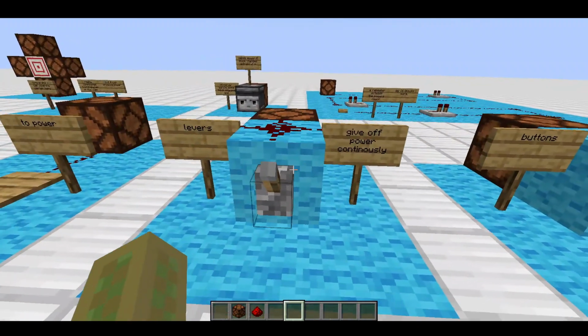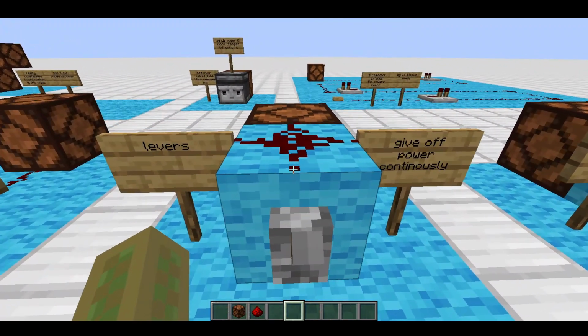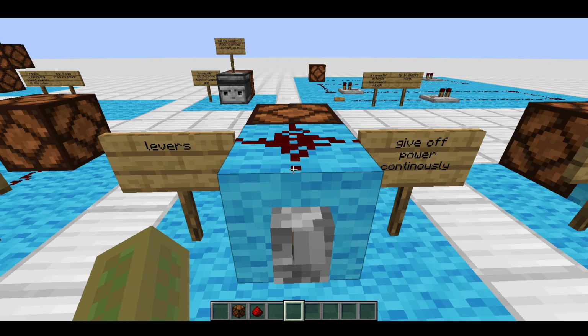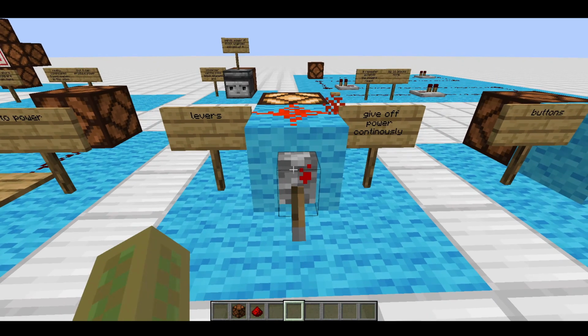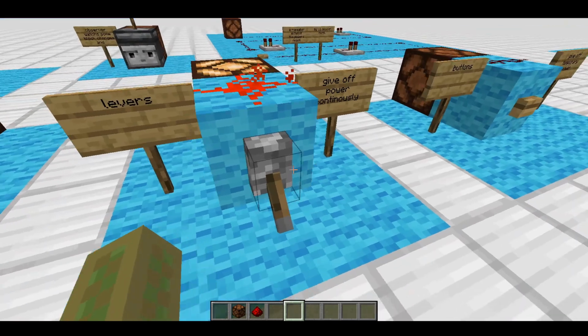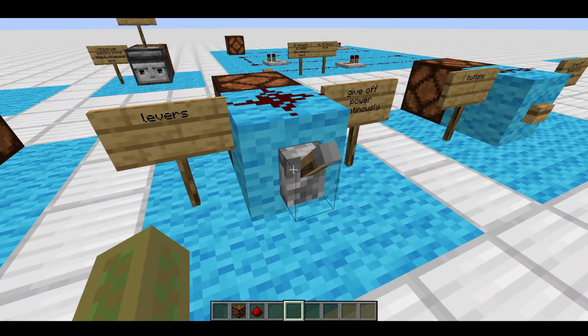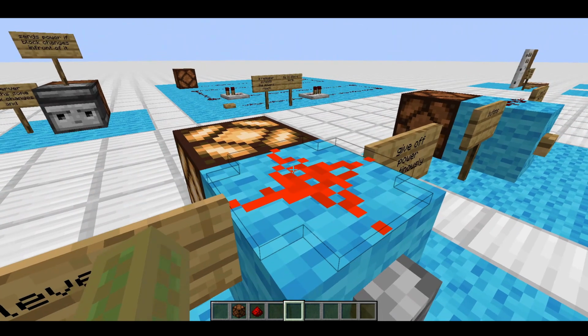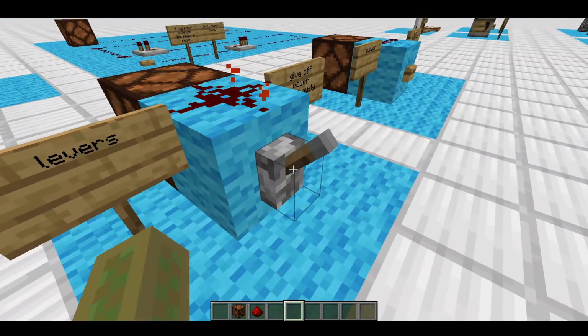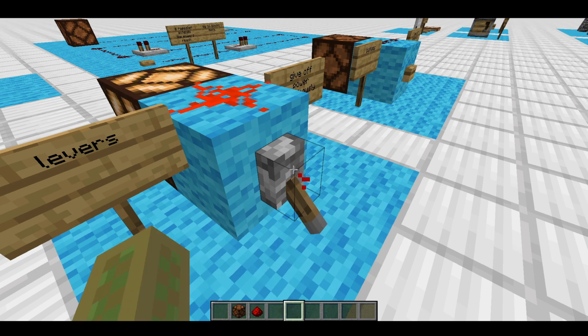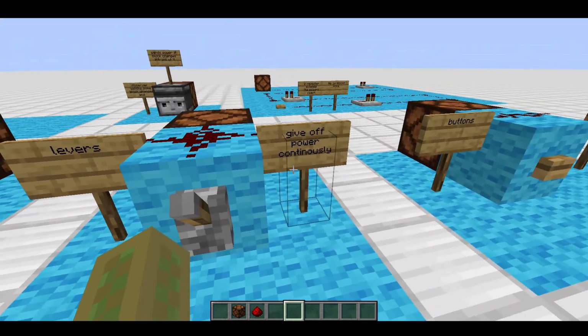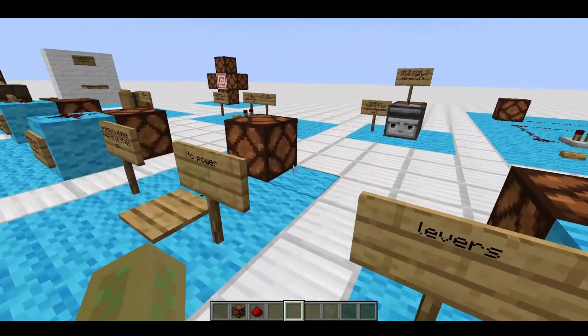Now if we go over here, the next one we have is levers. Levers give off power continuously. As you see, as long as the lever is down, which it will always be down unless you press it again, so you can press it on or off like this. And wow, look at that, it's giving a signal continuously until I turn it off. Now, I actually prefer using levers most of the time because of this ability to continuously be powered.